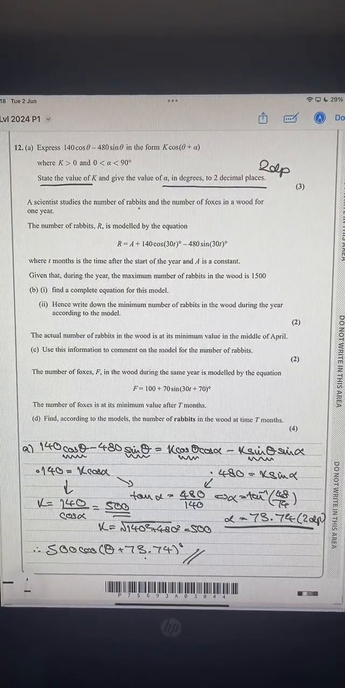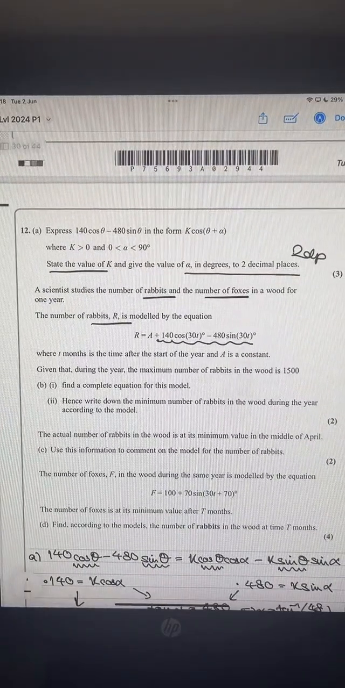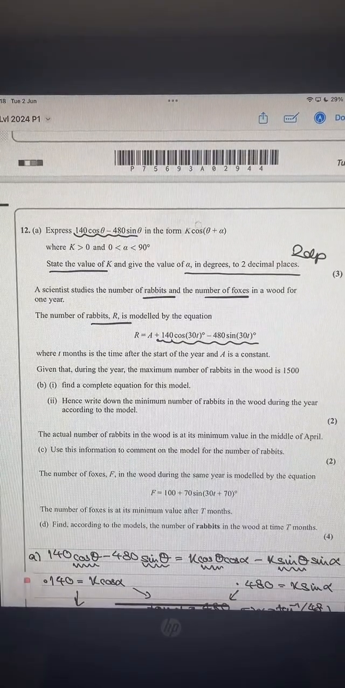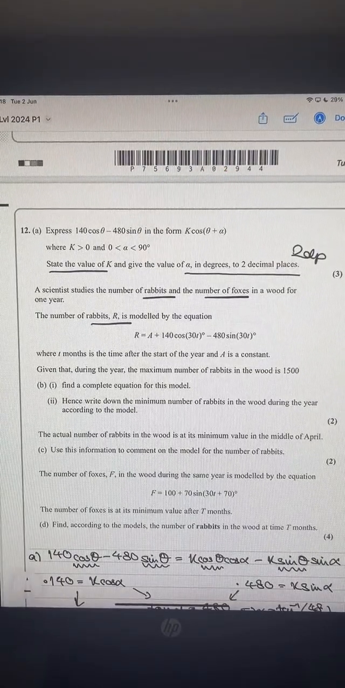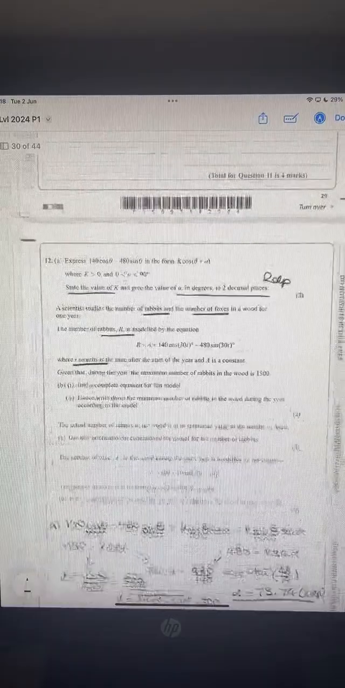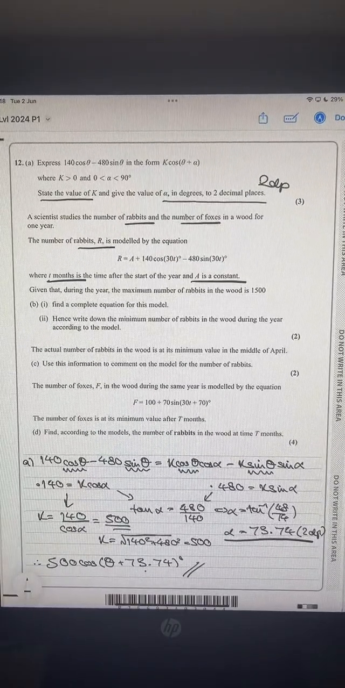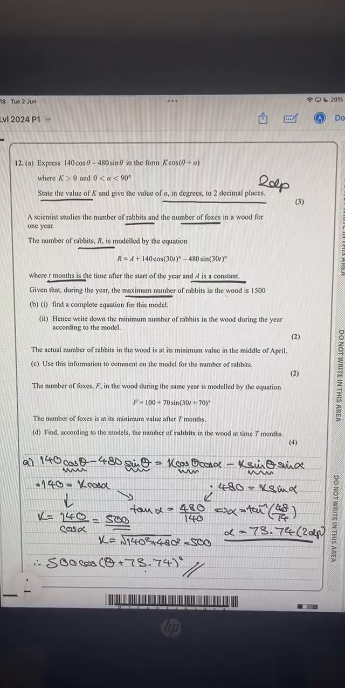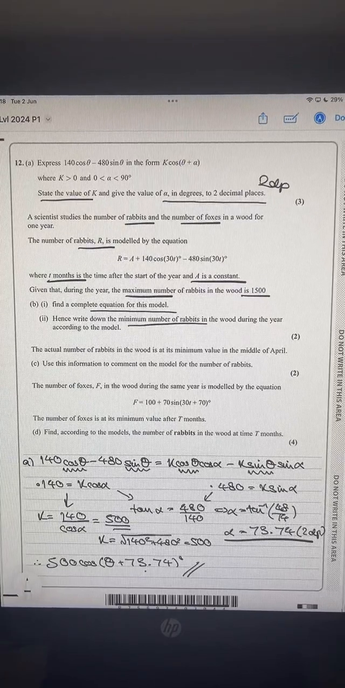A scientist studies the number of rabbits and foxes in a wood for 1 year. The number of rabbits, R, is modeled by this equation. If you look at this equation, this part is analogous to that part. So that's how we're going to use the harmonic form we've just found to make life easier for us. Where t months, and it's important that we know it's in t months, is the time after the start of the year, and a is a constant. Given that during the year the maximum number of rabbits is 1,500, find a, the complete equation. In other words, we need to find what a is, and hence write down the minimum number of rabbits in the wood during the year.